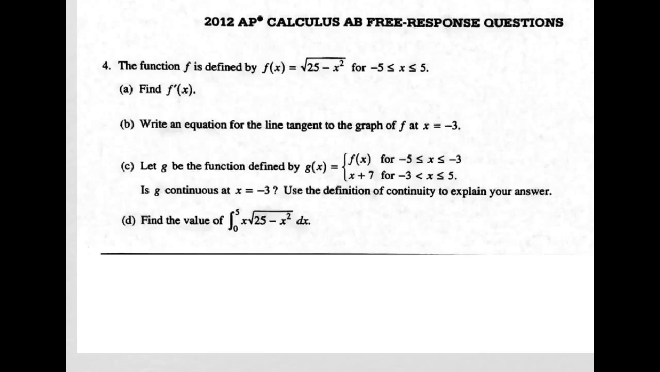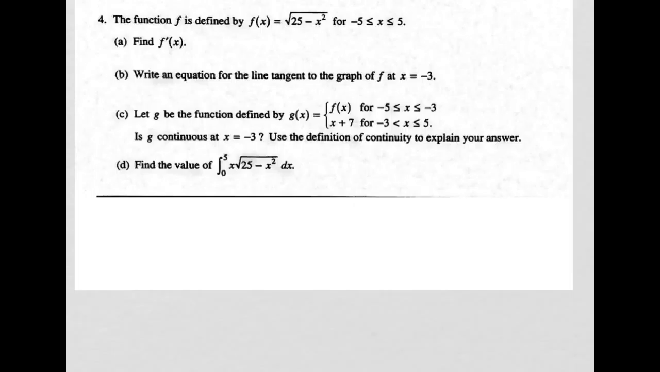We need to know the definition of a continuous function. And that's three things. The limit from the left as x approaches some number is a number. The limit from the right as x approaches the same number is the same number. And then the actual evaluation of the function at that same x value, does it give the same number as the two limits before it? So is G continuous at x equals -3? Use the definition of continuity to explain your answer.